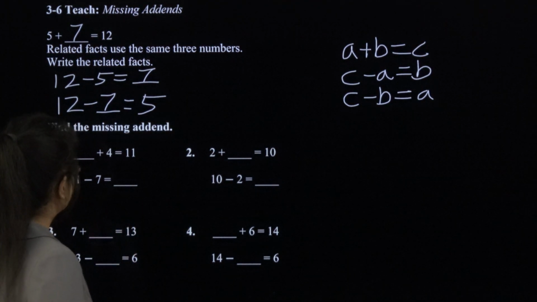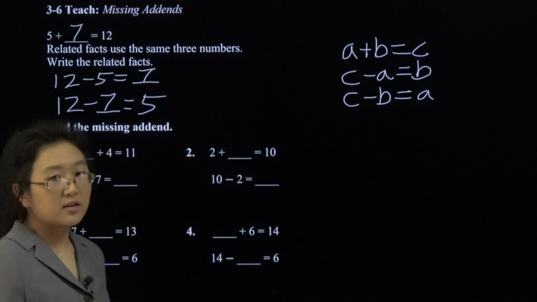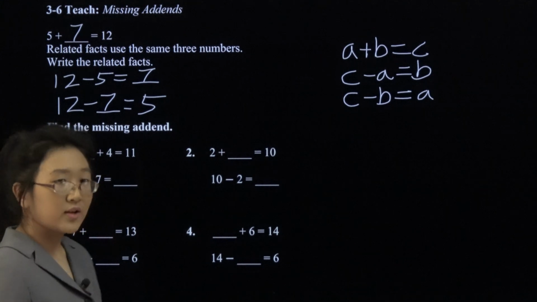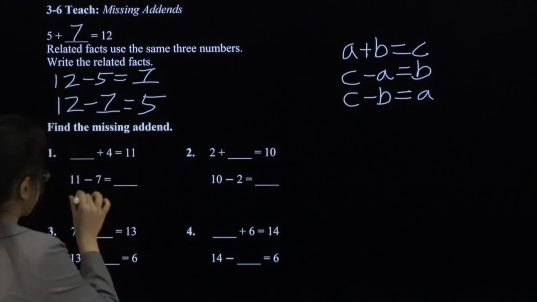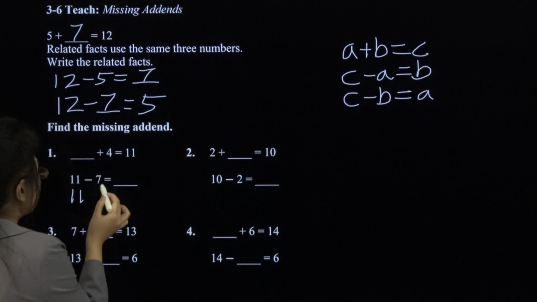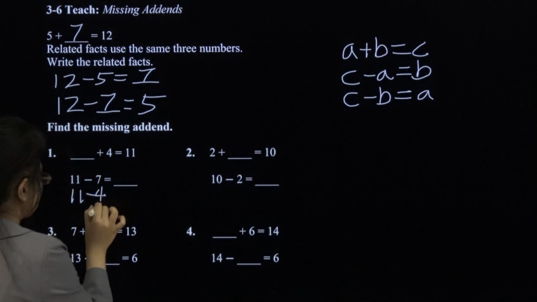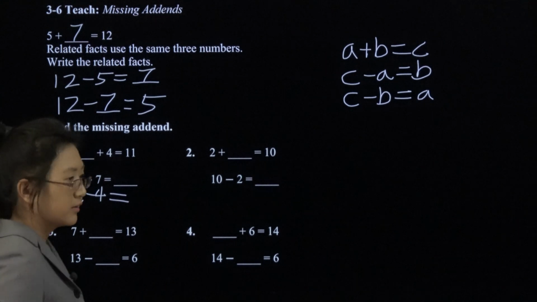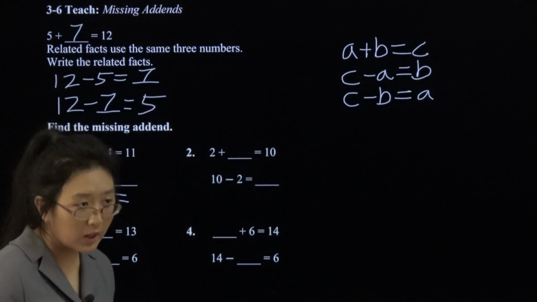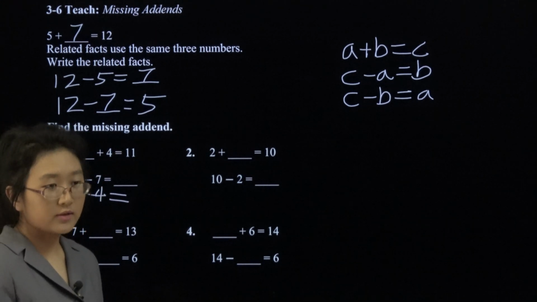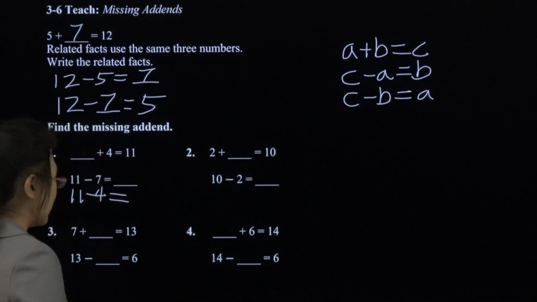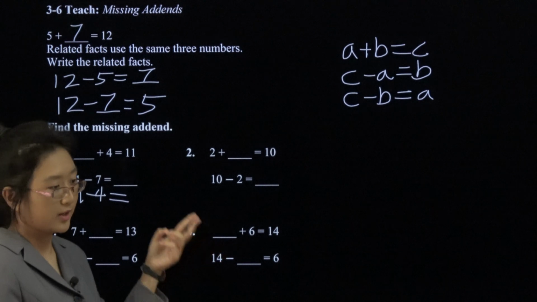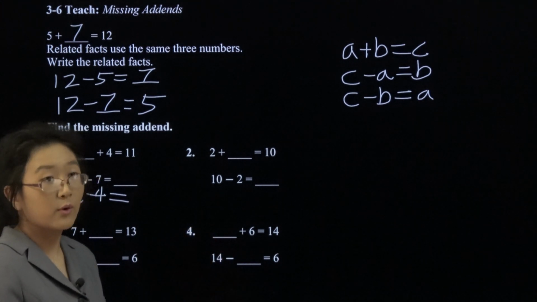Find the missing addend. Something plus 4 equals 11. 11 minus 4 equals something. So 11, you take away 4, is, well, 11, take away 1, 10, take away 2, 9, take away 3, 8, take away 4, 7.